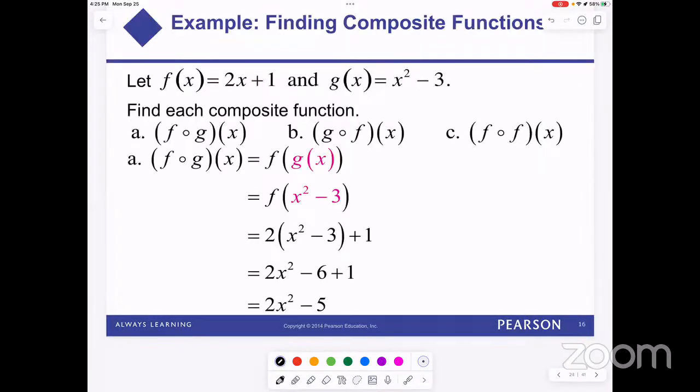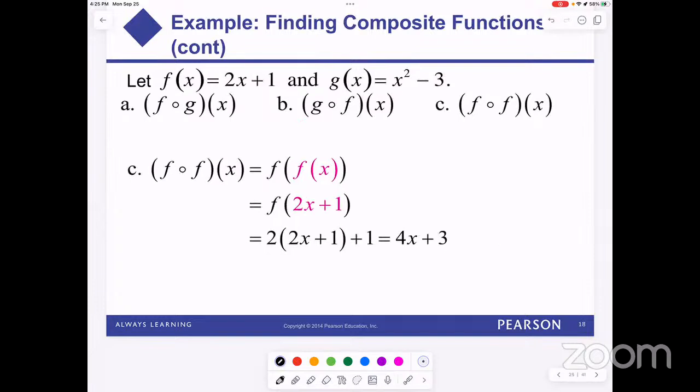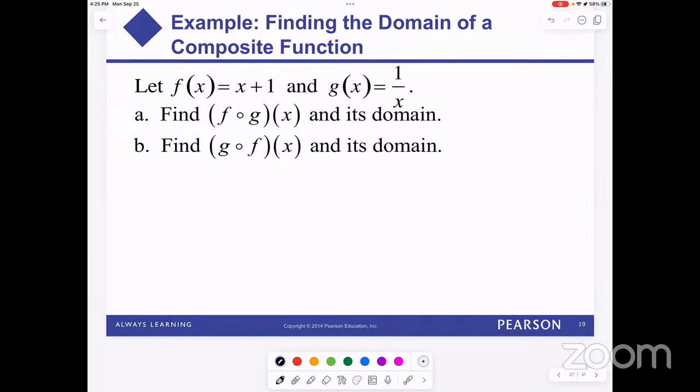Where is it? Let's look at this one. Let's work on this one. So given this f and this g, we're asked to find f compose g and its domain, and then for b, we're asked to find g compose f and its domain. Okay. So working on part A, again, f compose g of x. This means the second function inside the first function. So f of g of x.